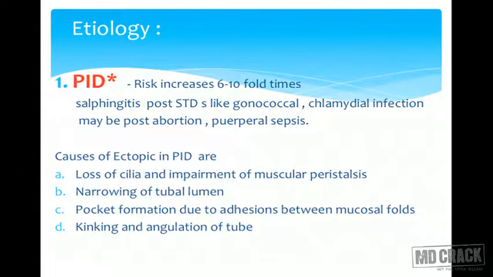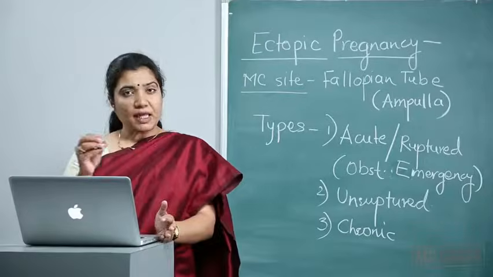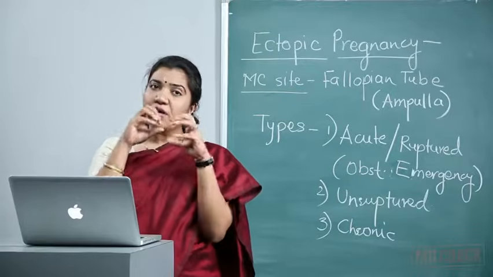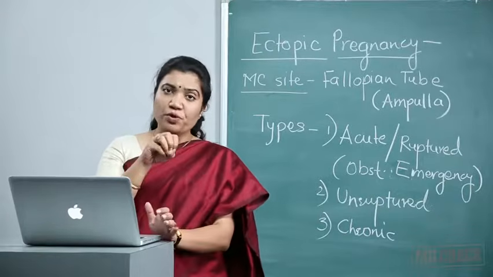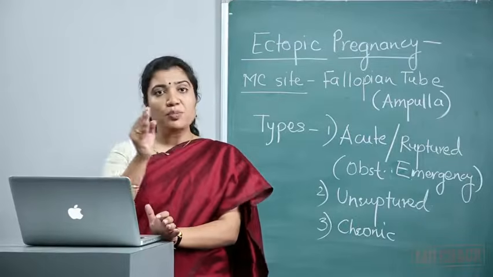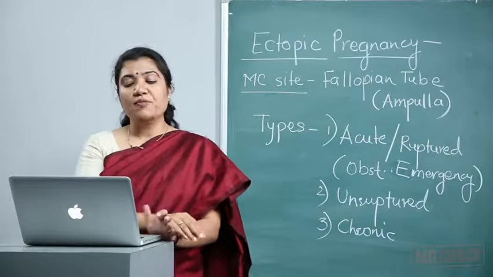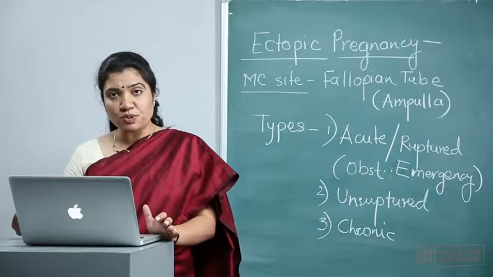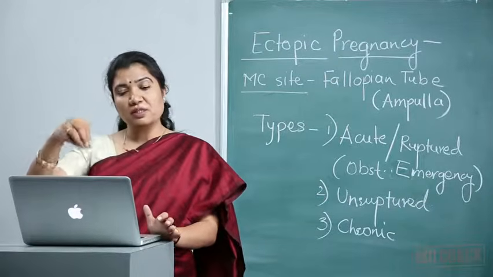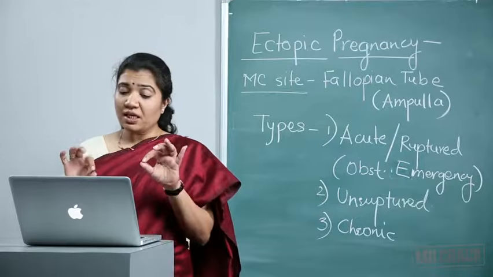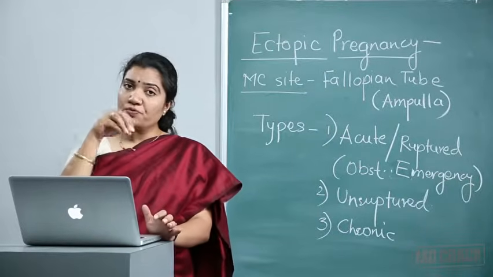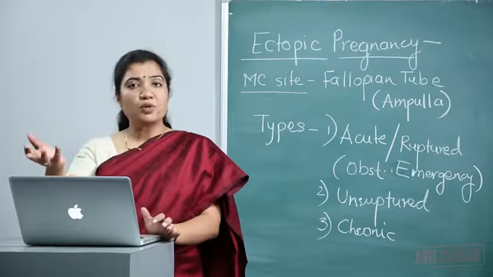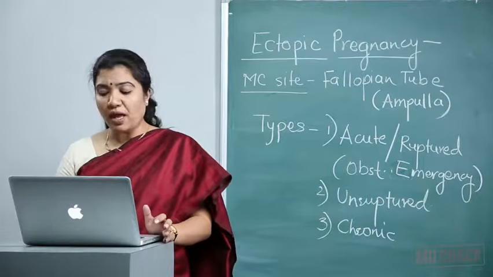Causes of ectopic in PID. As I said, first common cause, loss of cilia and impairment of muscular peristalsis. Second, these infections can cause adhesions and thus they narrow the lumen of the tube and that embryo can't get transferred to the uterine cavity. Or there can be pocket formation due to adhesions between the mucosal folds and the embryo gets stuck in these pockets. There can be kinking or angulation, maybe because of intratubal or extratubal adhesions, which will again hamper this travel of the embryo.